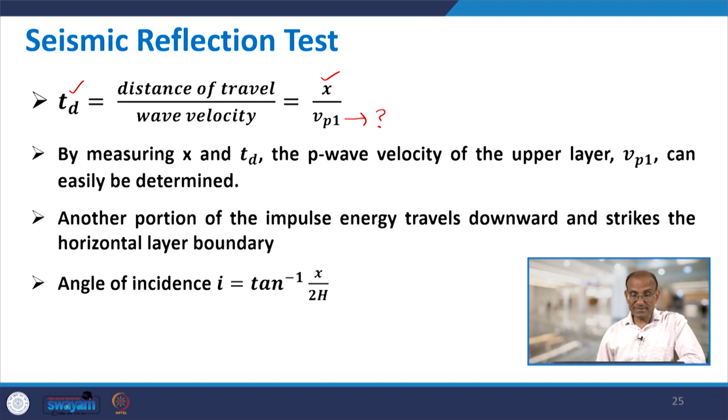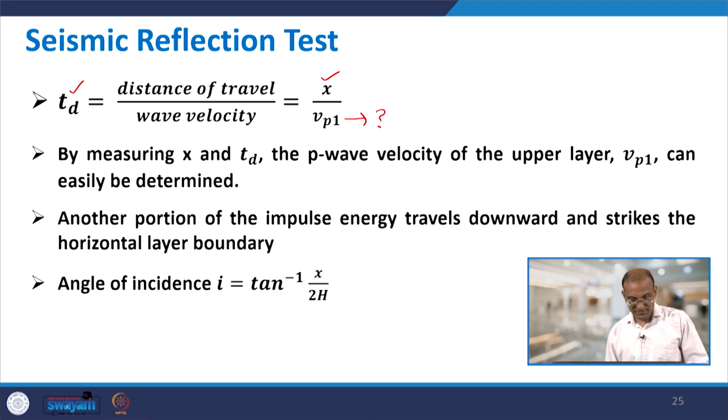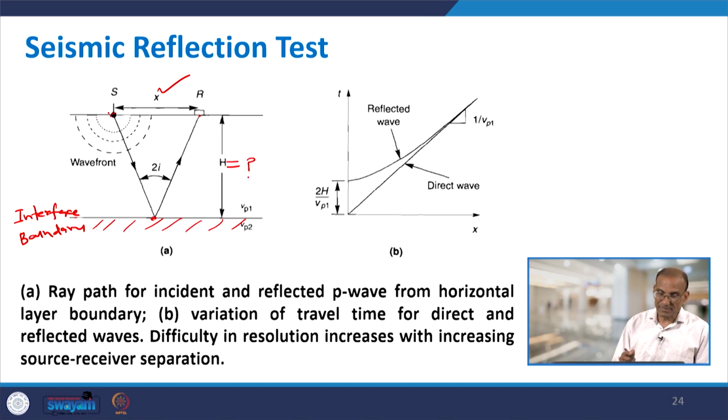Now, by measuring x and Td, the P wave velocity of the upper layer Vp1 can be easily determined. Another portion of the impulse energy travels towards the horizontal layer at an angle of incidence iota. If I say this angle of incidence is I, then you can find it like this, by drawing a perpendicular here, which divides x by 2.